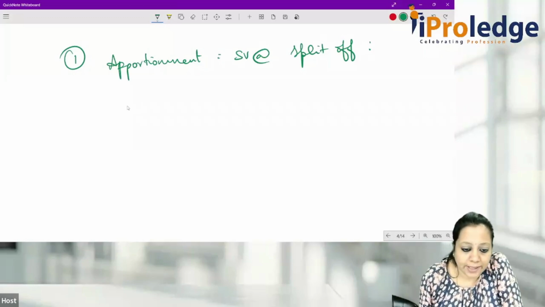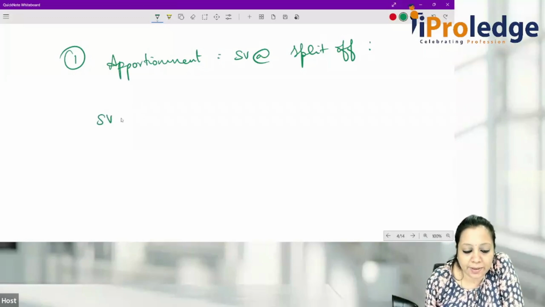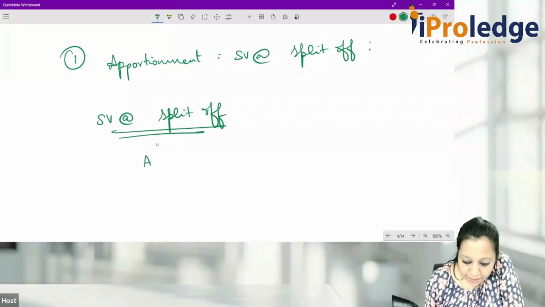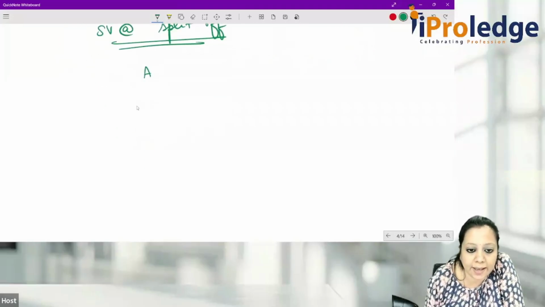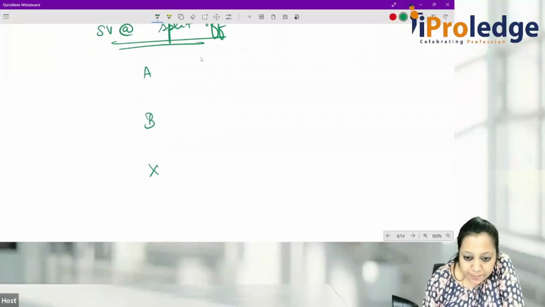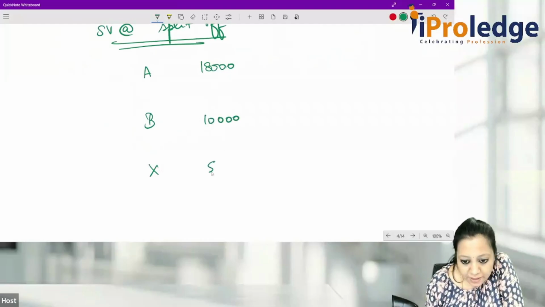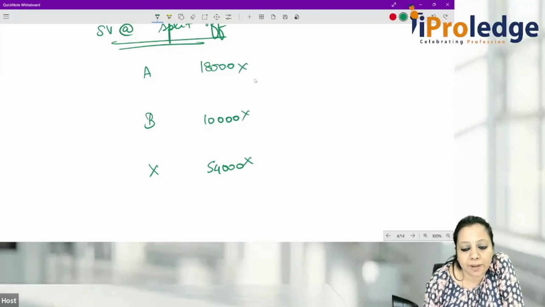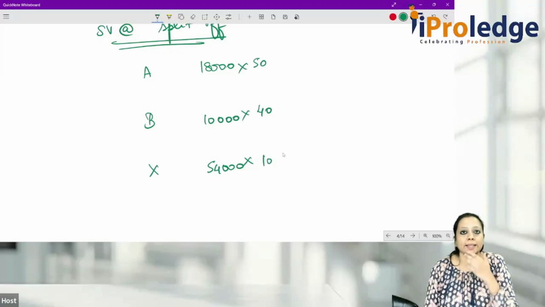So now sales value at split off. For that, let me find out sales value at split off for A, B and X. That is going to be 18,000, 10,000, 54,000. At split off means before further processing. Before further processing, just now we took 50, 40 and 10. So we are taking them.